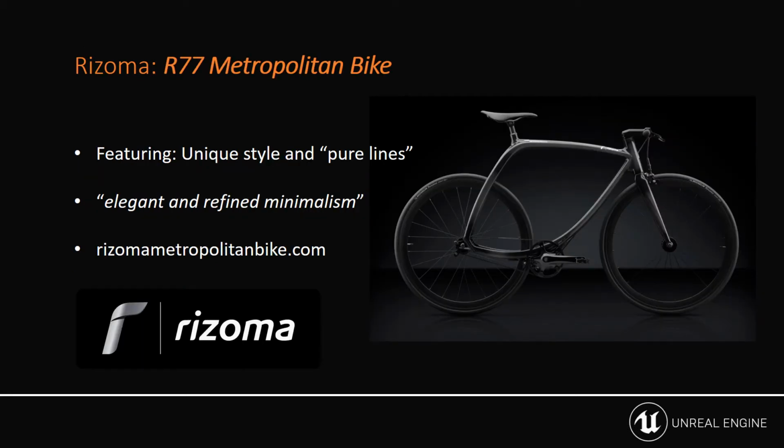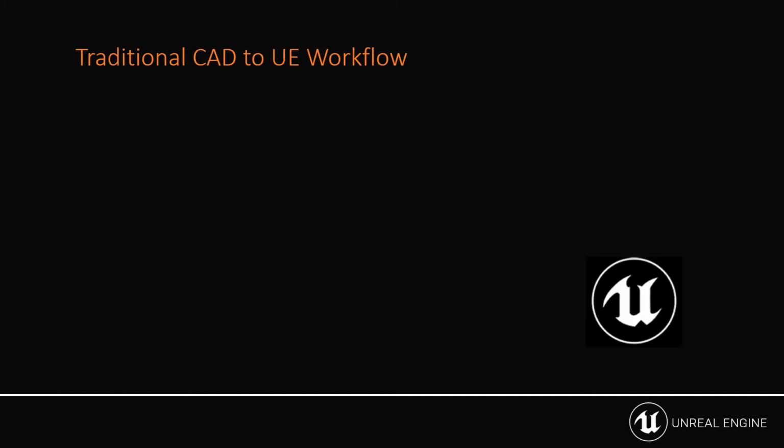So I want to give a little shout out to the fine folks over at Rizoma. We're specifically using data that they've provided to us, their awesome design. I mean, this design is very sleek. Very impressive bicycle. This is the R77 Metropolitan bike. As they like to say, this is featuring unique style and pure lines, and it is elegant and refined minimalism. So you can go on over to their website, rizomametropolitanbike.com, and take a look at the awesome product offering that they have there.